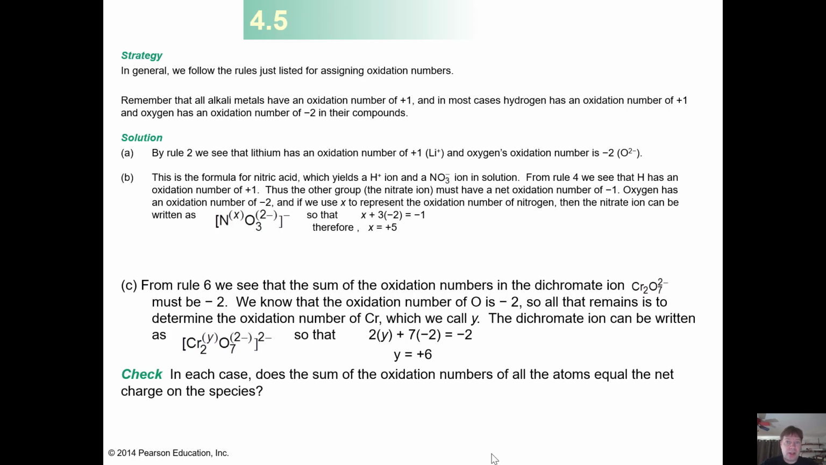So we have 2 lithiums, each a +1. That means the oxygen has to be a -2. The whole thing adds up to 0.